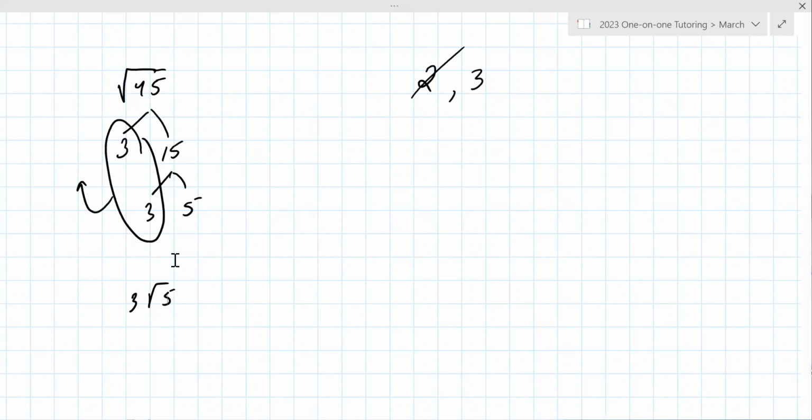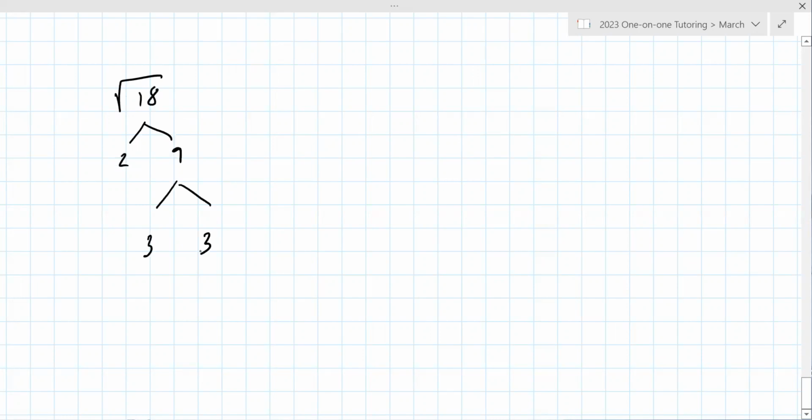All right, let's look at another one here. Let's go square root of 18. Okay. All right, so you start with 2 and 9, but 2 doesn't go into 9, so it's 3 and 3.